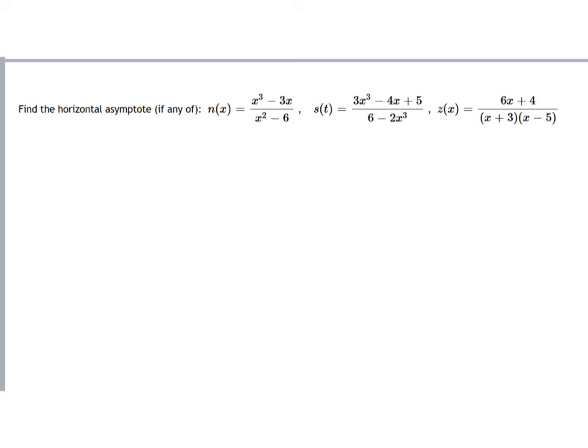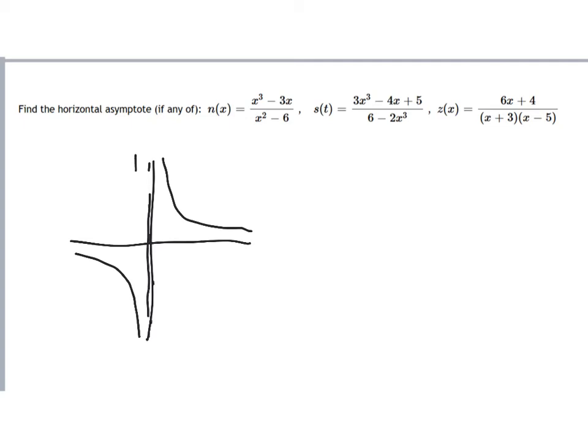Okay, so now we deal with horizontal. We've been dealing with vertical asymptotes. Vertical asymptotes happen where the function's not in the domain. Then they have horizontal asymptotes, and those horizontals are the dotted lines that the graph never crosses.